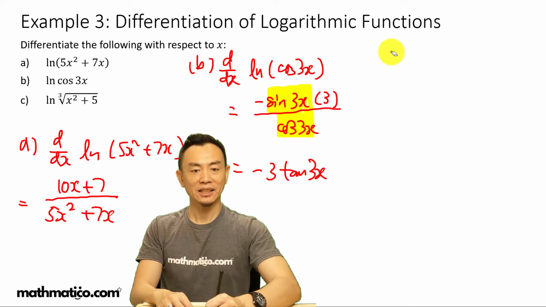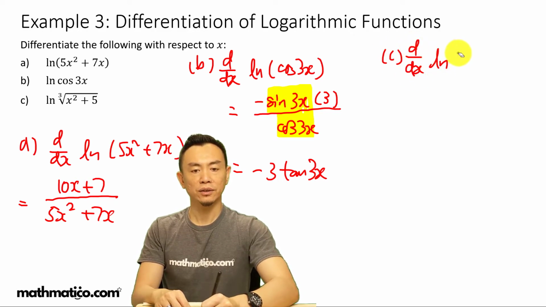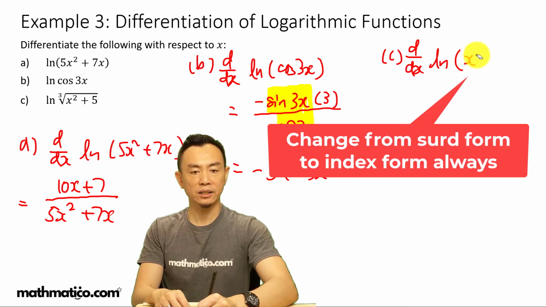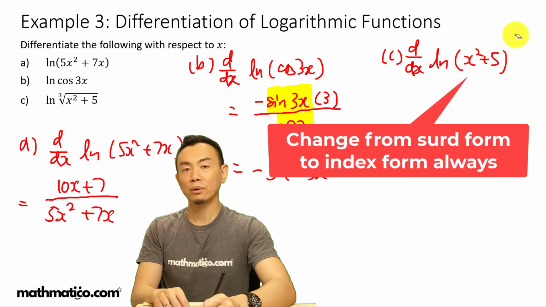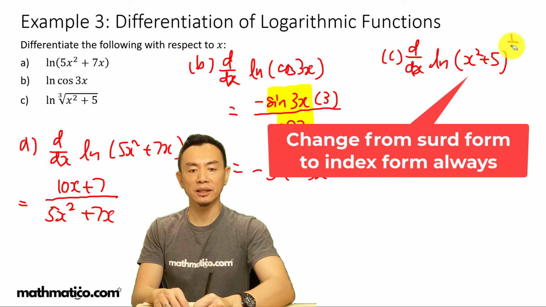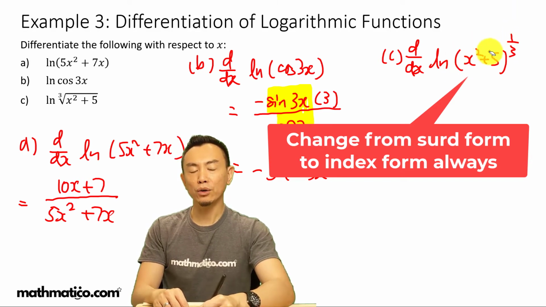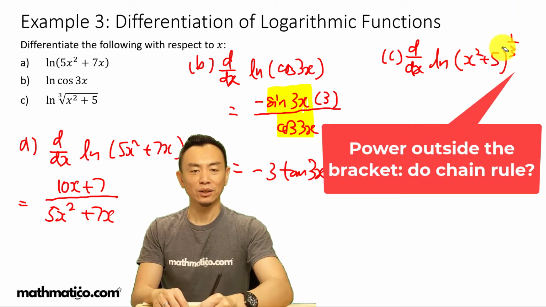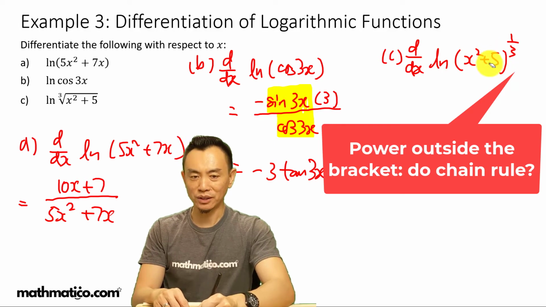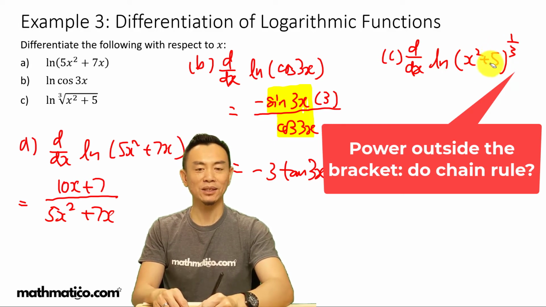Part C, if we differentiate the ln of the cube root of x squared plus 5, okay? We can write the cube root as the power 1/3. Now, before you do chain rule and all that, you can do that, but we won't, because there is a much easier way to deal with this.